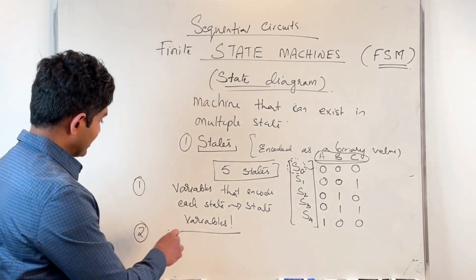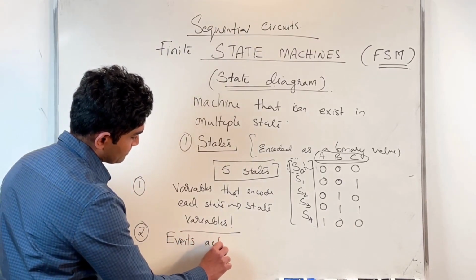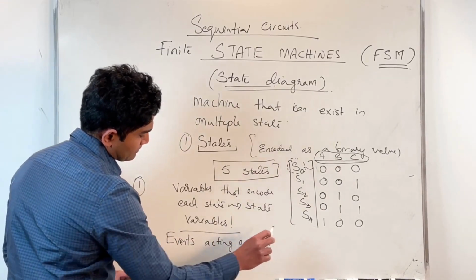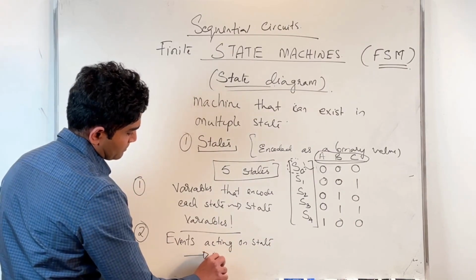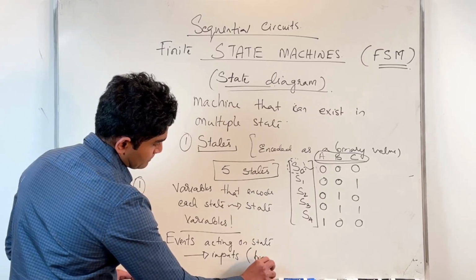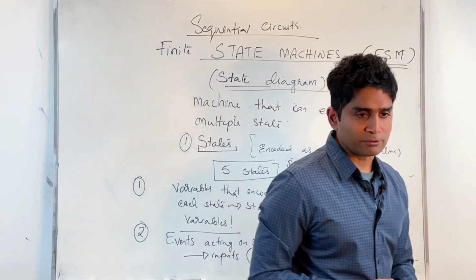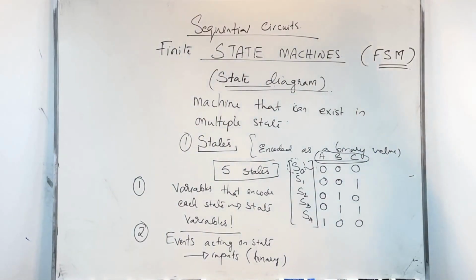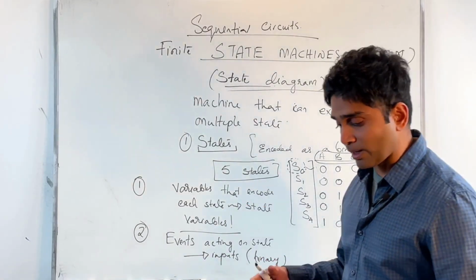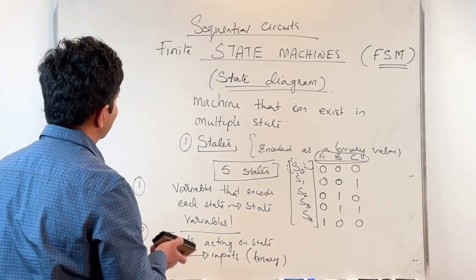Second, my events acting on the state are the inputs. Of course, in this case, my inputs are binary. I can have multiple inputs, but each input can only take binary values, 0 and 1, right? So events acting on the state are inputs, and they're also binary. Now let's look at an arbitrary state diagram.